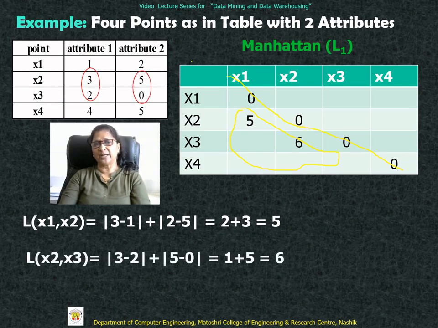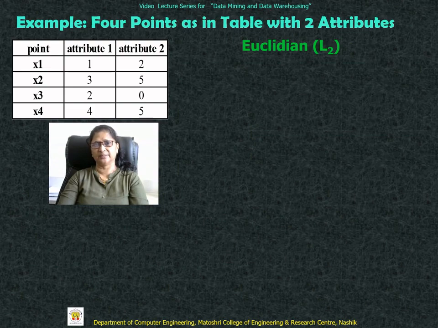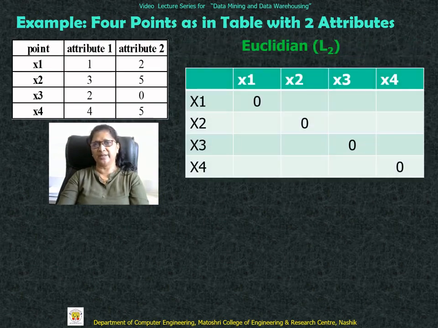Similarly, the distance between x2 and x3 is 6. And in this way, the way we computed for x1, x2, x2, x3 for Manhattan, we have to compute for the remaining, and then the values come out to be as listed in the table. This was for Manhattan distance. Let us compute for Euclidean distance. For Euclidean distance, it is the L2 norm. So we have to fill in this table.